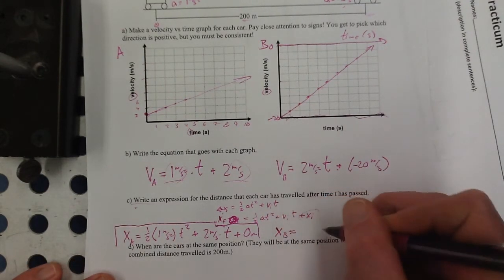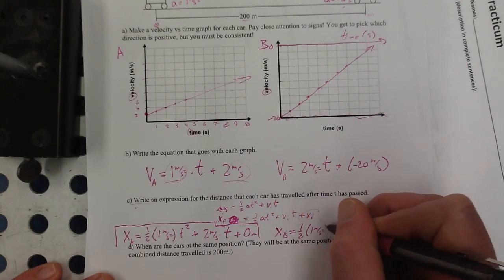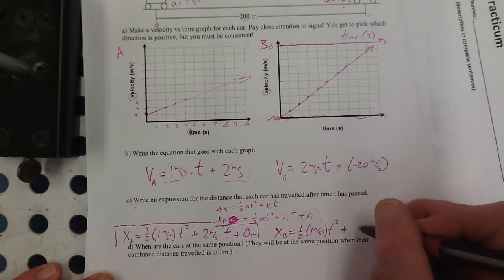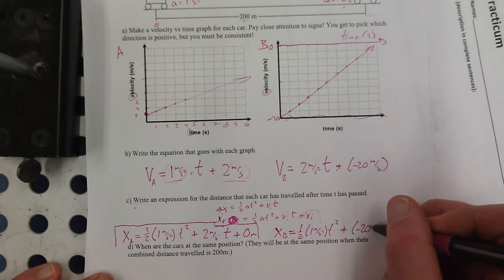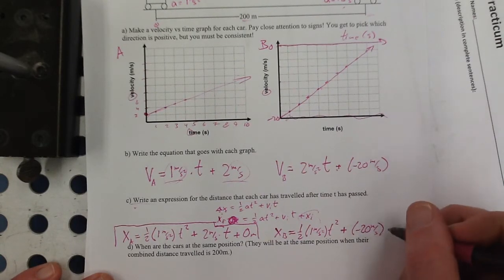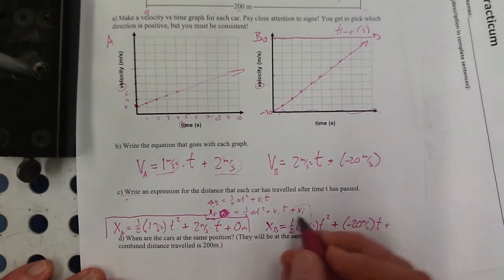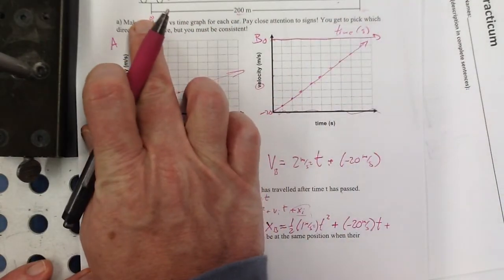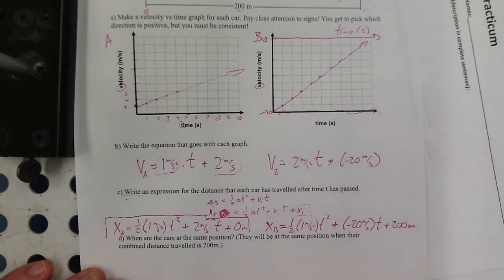Position for B, 1/2 a t squared plus initial velocity is -20 t plus the initial position. This one, not 0. If this is position 0, then this is position 200. All right.